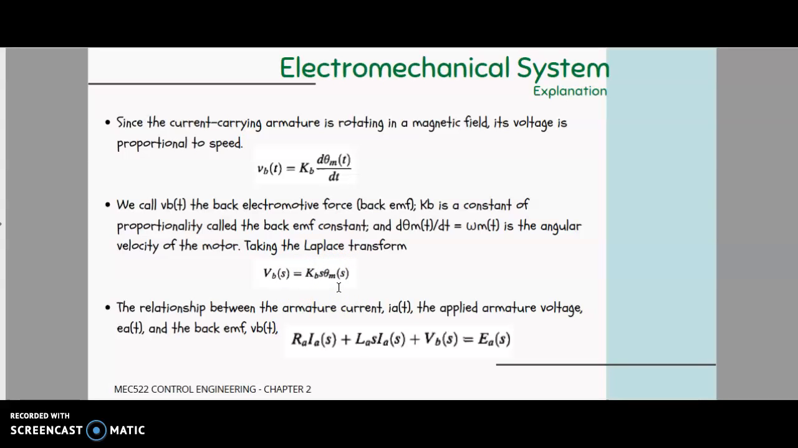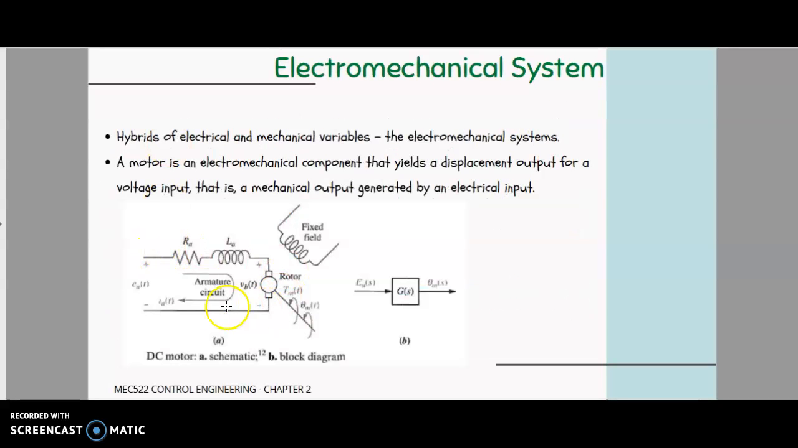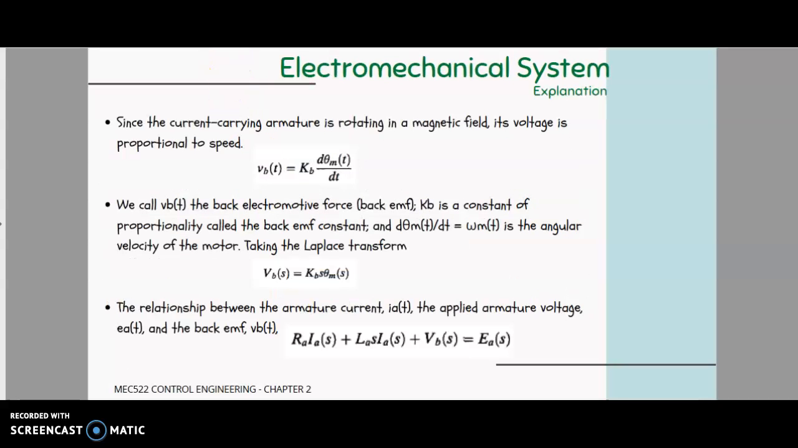Okay, and then if we go back to the electrical circuit, you can get the electrical mathematical equation: (RA plus LA s) IA(s) plus VB(s). This one is the electrical part.